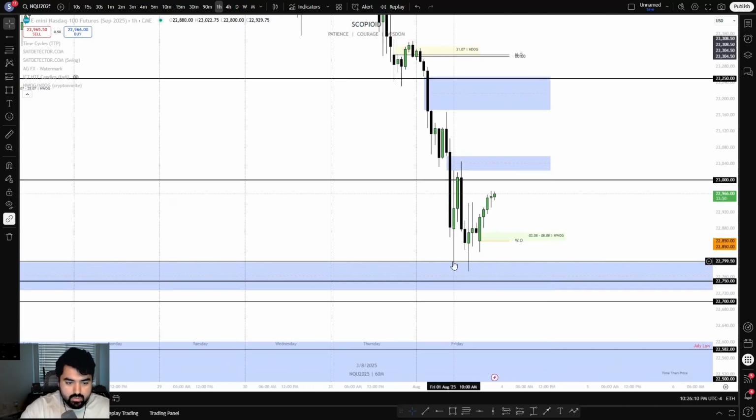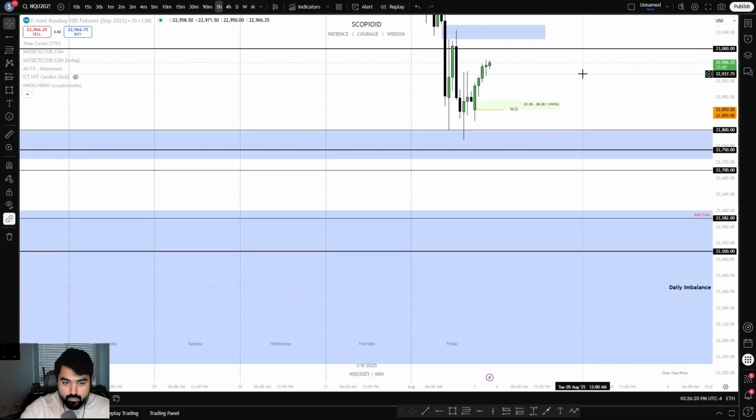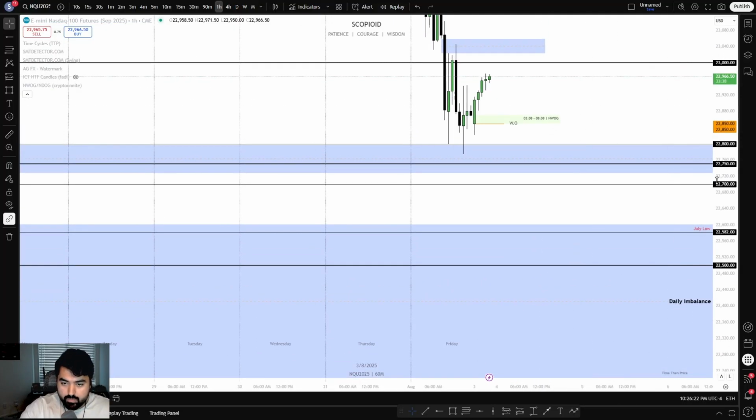So if this was the low and we expect to see higher prices, I want the price to stay above this. But if the price wants to displace through it, then I'll be looking towards July low. My first target would be 700, 750, then July low and 22,500.